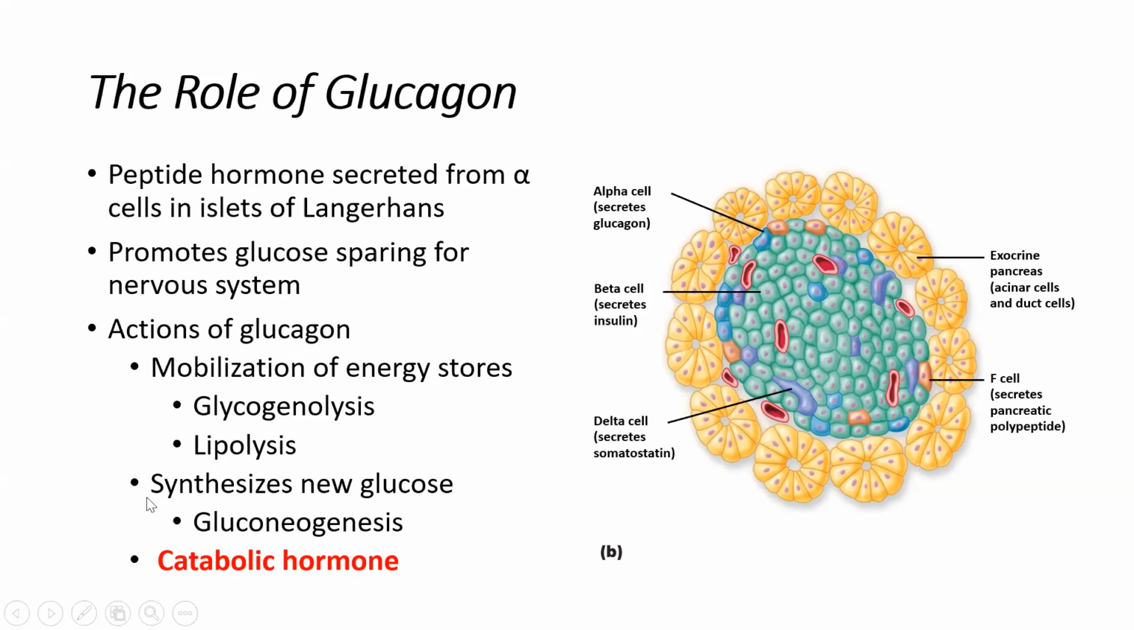And this is what I mean by that glucose sparing for the nervous system. Our other tissues can tap into other reserves, whereas glycogenolysis is kind of spared just for the brain, the liberation of that glucose just for the brain. And then it's acting as a catabolic hormone in this way, as in it's breaking down biomolecules, liberating energy, and that is what the role of glucagon is in terms of its broad function.